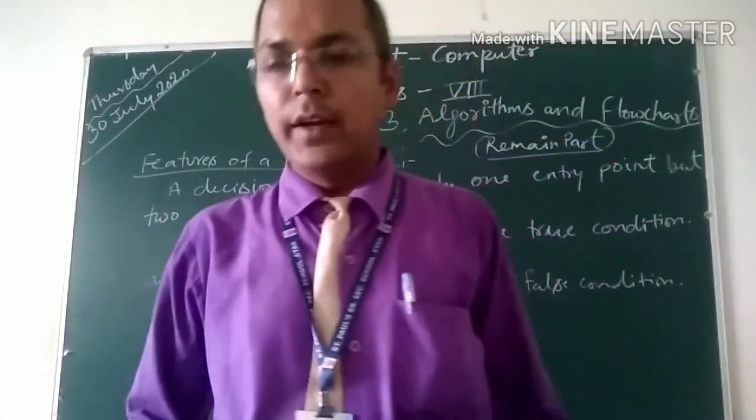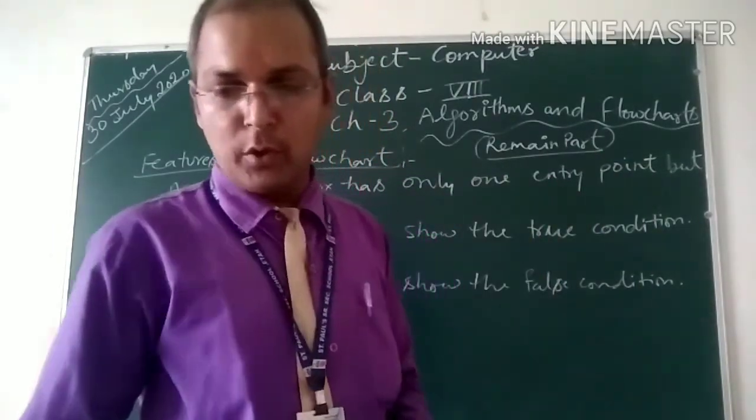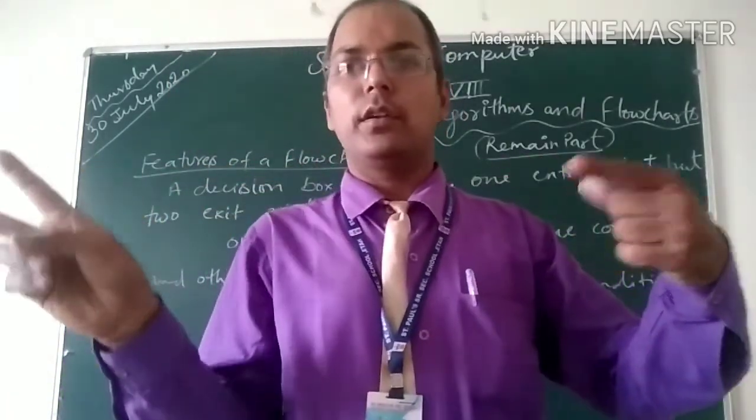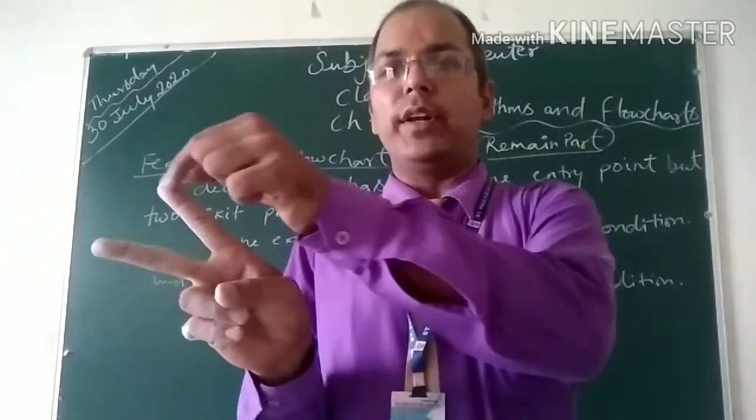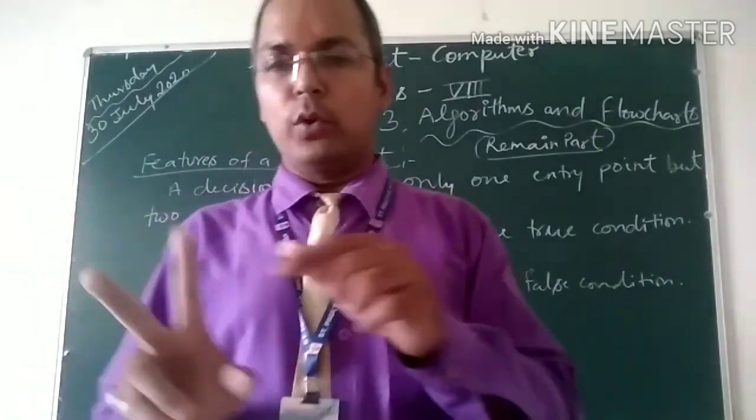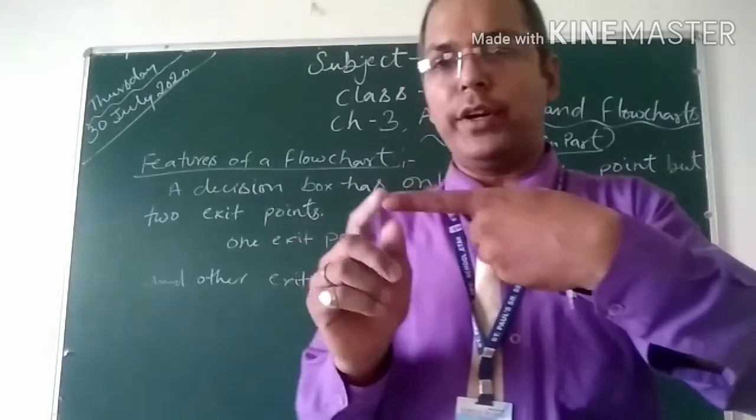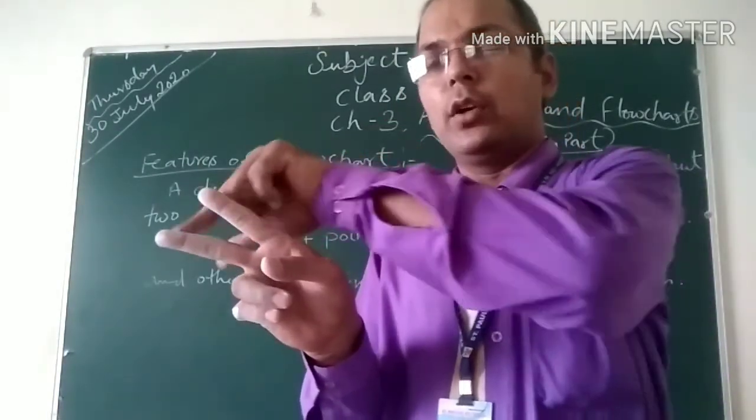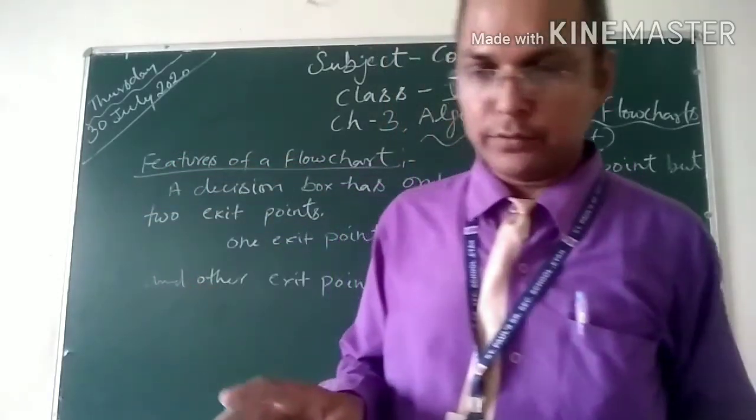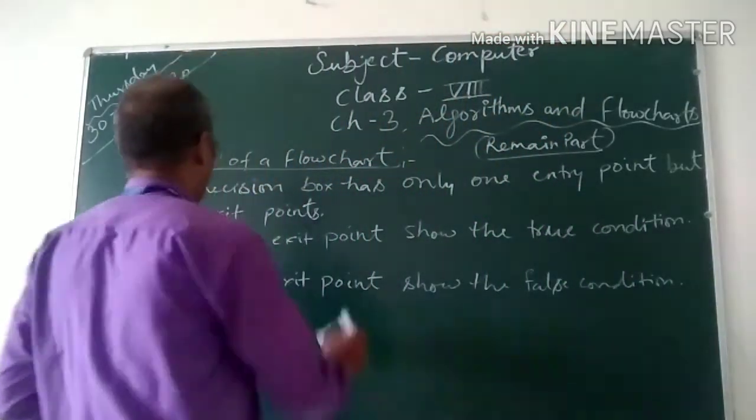So my dear students, a decision box has one entry point and two exit points. One is a true condition and the second is a false condition. One is an entry point and two are exit points. Is it clear? I'll show you.